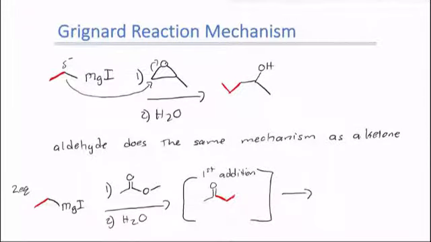Then with our second addition of Grignard, since we have a ketone, we know our Grignard reagent's going to react with it and form an alcohol after we've added the water, plus our 2 groups.